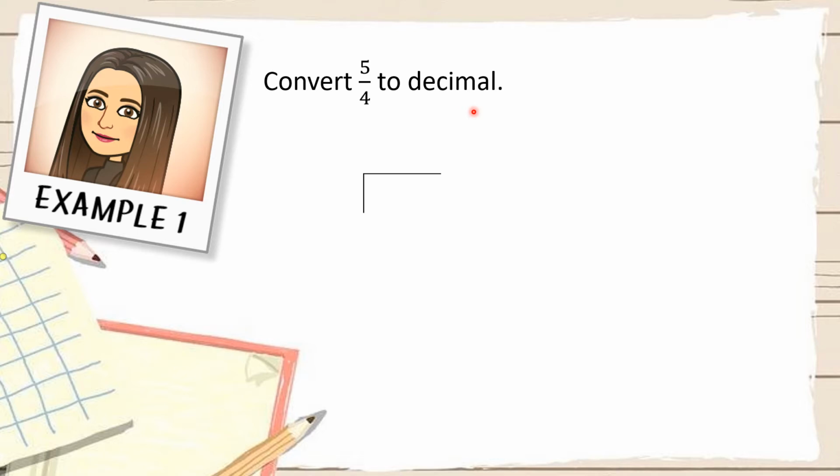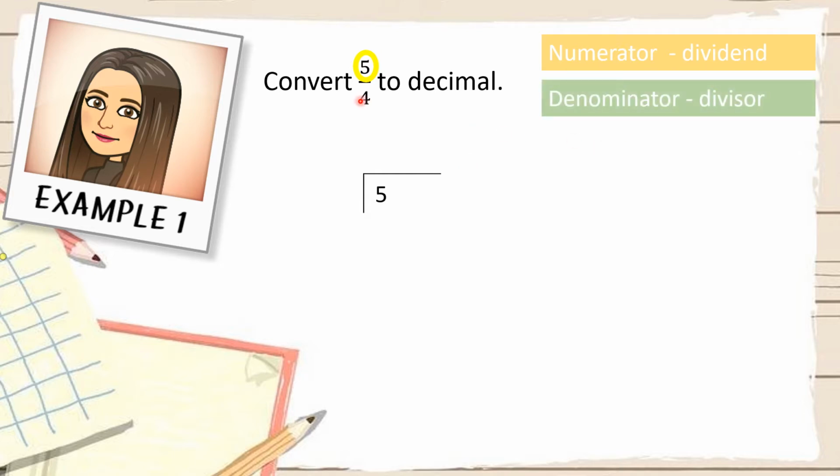So again, we have here our numerator that will be our dividend. Okay, so yung numerator natin ay ito po, yung nasa taas. And since that will be our dividend, it will be written inside the symbol of division that we have. And then, our denominator will be the divisor. So, ito naman pong number na nandito sa ilalim, our denominator will be the divisor. So, that will be written outside.